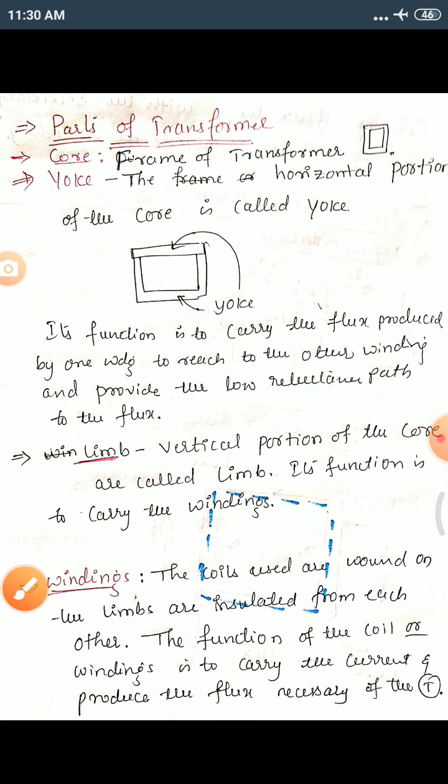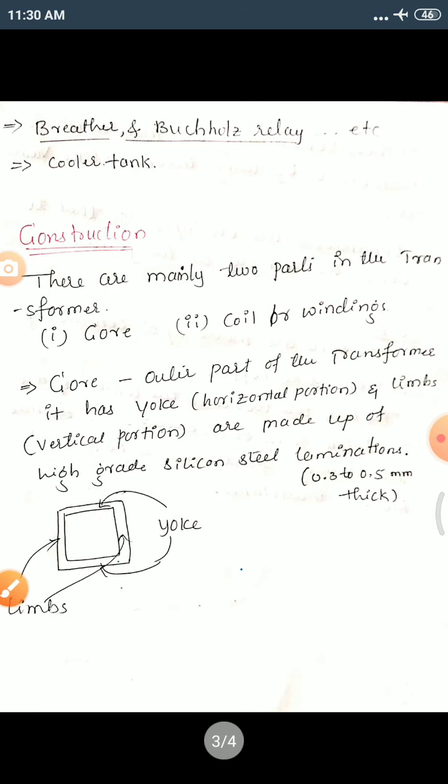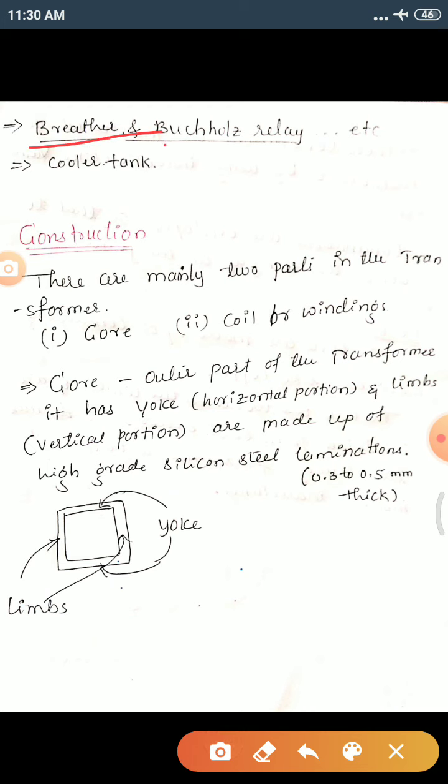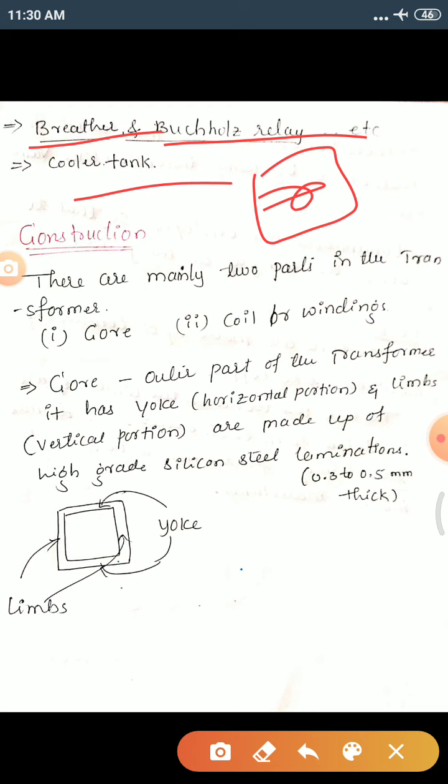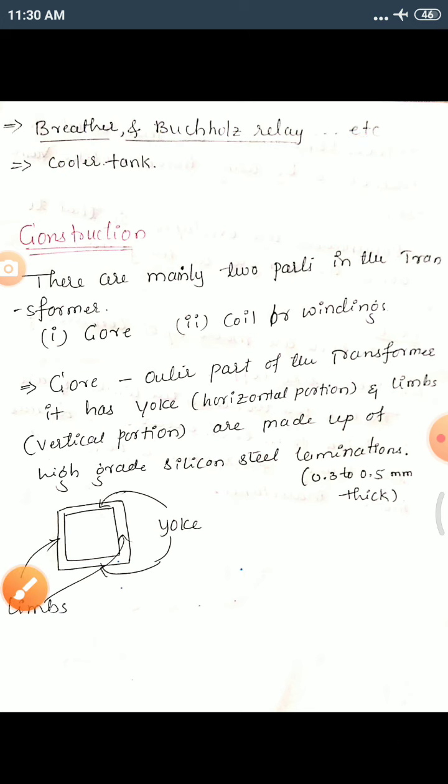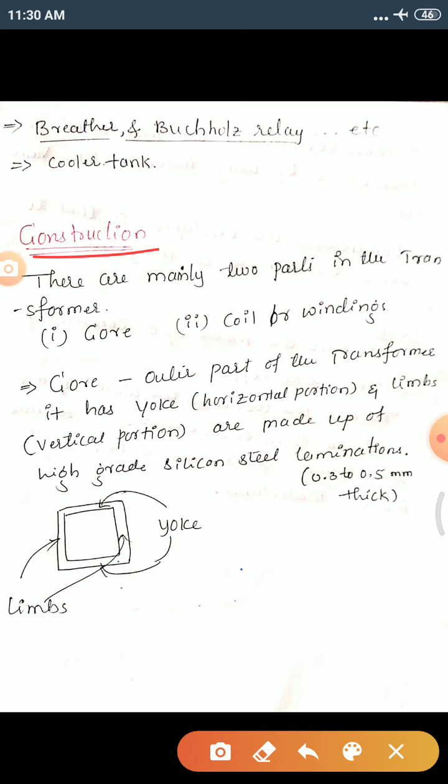These are a few parts, and along with those we have a few more, like the breather, Buchholz relay, and cooler tank. When we use the transformer, heat is produced in it, so there should be a cooler, and the Buchholz relay is used in operating the transformer. These are a few additional parts of the transformer. So this is about the parts of the transformer. Now let's see the construction of the transformer.